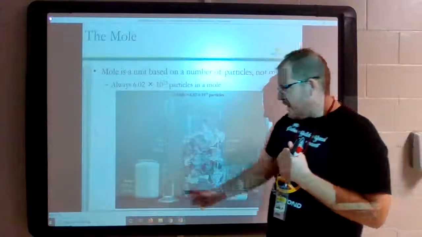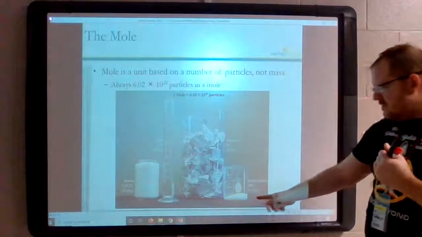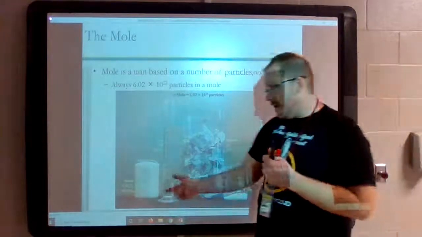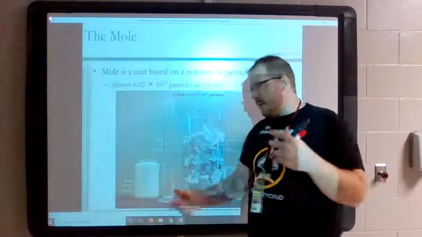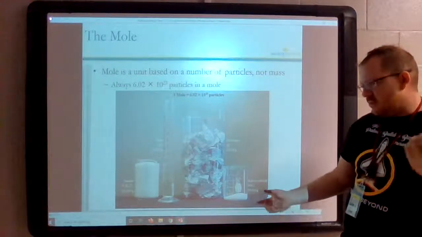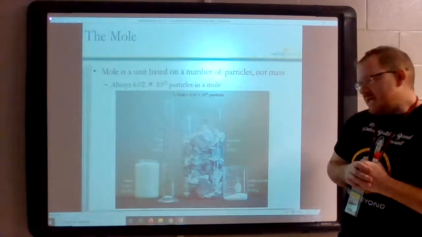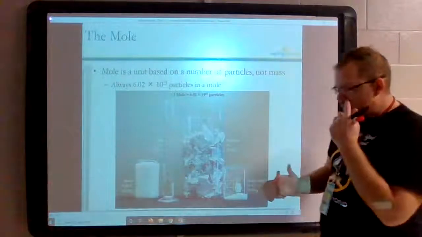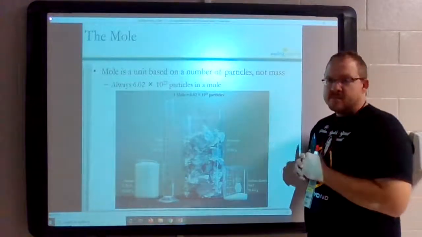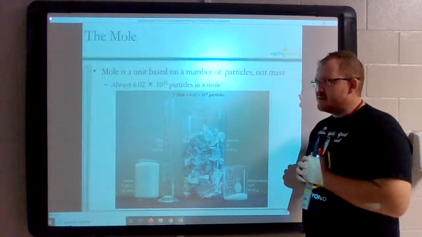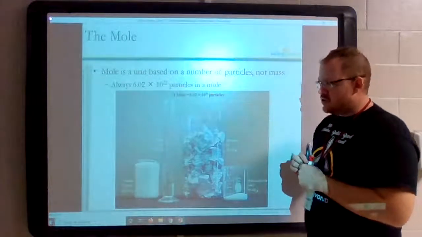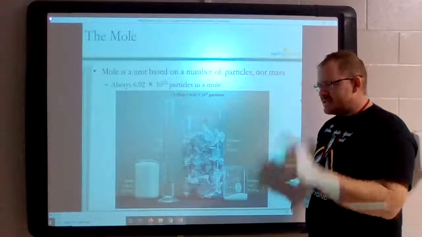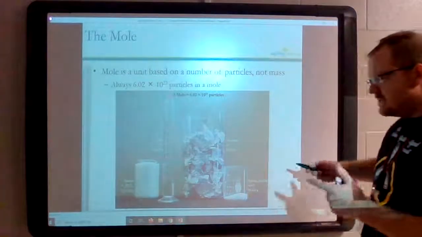So note that 1 mole of sugar and 1 mole of salt are a lot different. Sugar molecules apparently are much, much bigger and weigh a lot more than salt molecules, which are much, much smaller and weigh a lot less. And so all of these jars or containers here have 1 mole of the substance inside of them, 6.02 times 10 to the 23rd particles. Even though they all have different weights and different volumes, it's the same count of atoms inside each of those beakers.